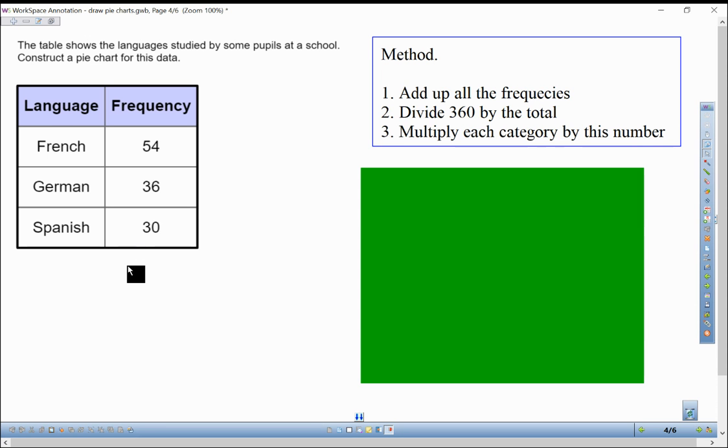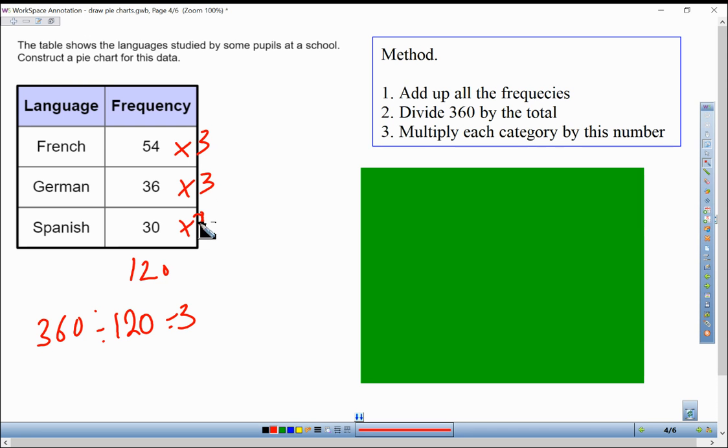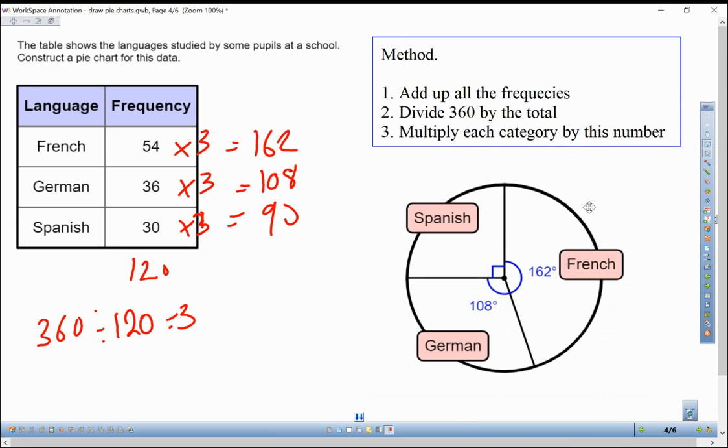So firstly, we add up the frequencies. The total is 120. We take 360, the degrees in a pie chart or in a circle, divided by the total number of frequencies, and we get 3. So we times everything by 3. 3 times 3 is 9, 30 times 3 is 90, 36 times 3 is 108, and then 150, 162. We add them up if we want to check, and we get 360. If you've drawn the pie chart, it should look a little bit like that.